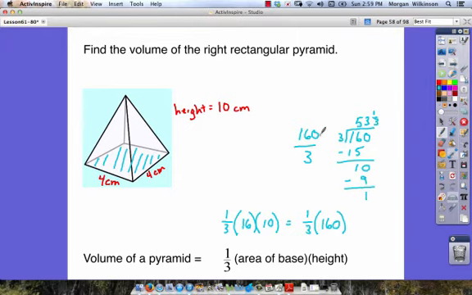That must be the volume of this right rectangular pyramid, 53 and 1/3, and it would be centimeters to the third power, or we could also write cubic centimeters. Got our final answer. We could box it up here, and we got it by using that formula for the volume of a pyramid: 1/3 the area of the base times the height.